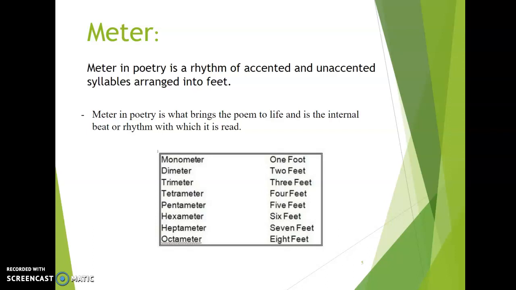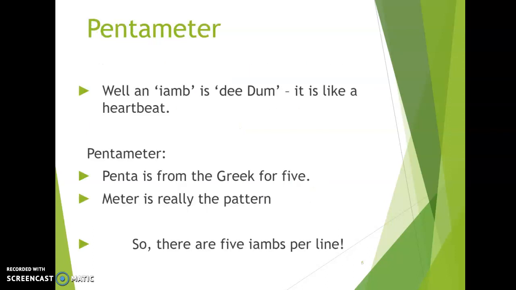So just knowing that each foot has 2 syllables, and when we're in pentameter for the meter, that would be 5 feet, which, with 2 syllables per foot, would be 10 syllables. Again, an iamb is da-dum, like a heartbeat, and penta is for the Greek word 5, and meter is the pattern. So in pentameter, there are 5 iambs per line of poetry, meaning that there are 10 syllables.